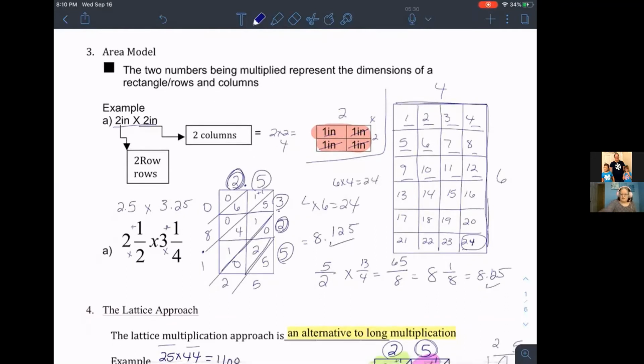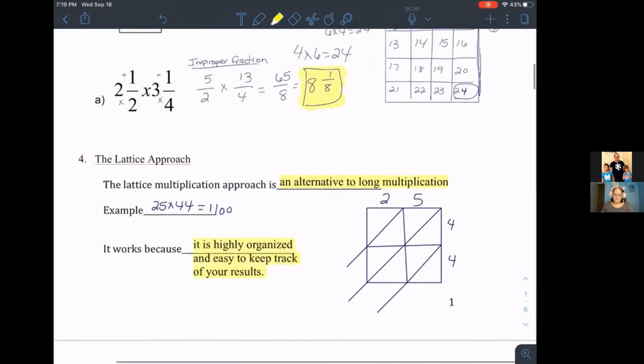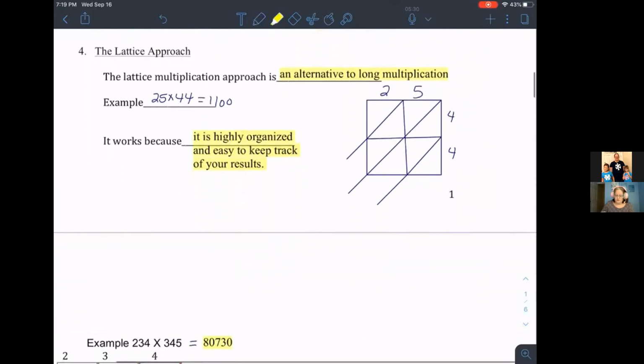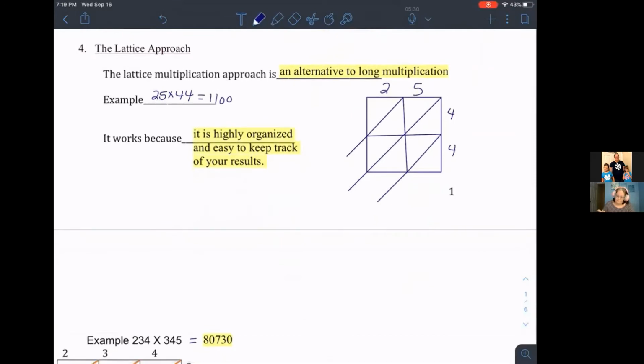All right. We're going to work on the lattice approach, which is kind of cool. It's an alternative to long multiplication. So instead of having to write it out and do all these different steps, it's a fast way that helps you keep organized and stay on track.